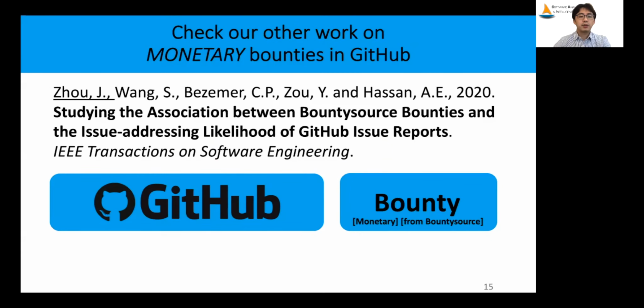My research focuses on the monetary and non-monetary extrinsic incentives in crowdsourced software engineering. We have another work regarding the monetary bounty in GitHub. Welcome to check that work if you are interested.